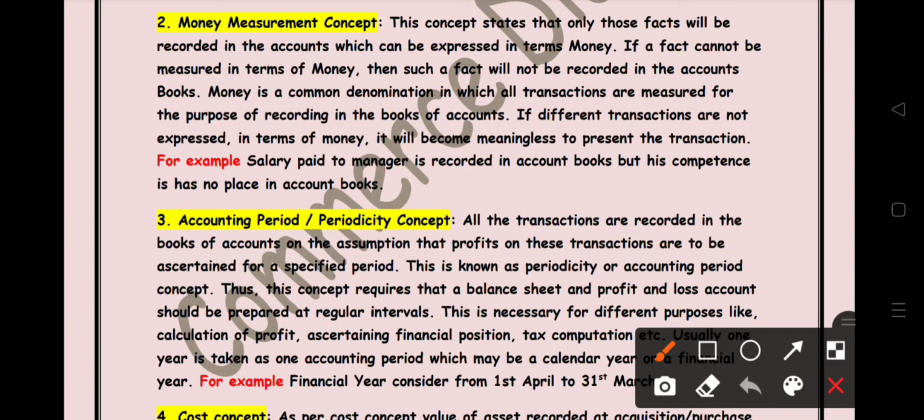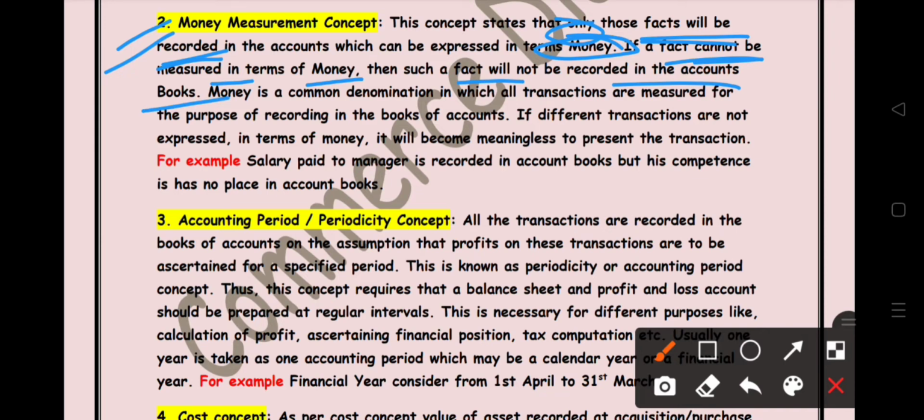The next concept is the money measurement concept. This concept states that only those facts will be recorded in the accounts which can be expressed in terms of money. If the facts are not measured in terms of money, then such facts we will not record in the books of account.